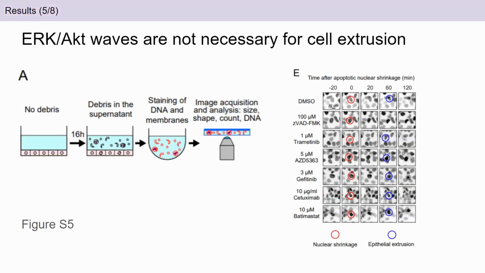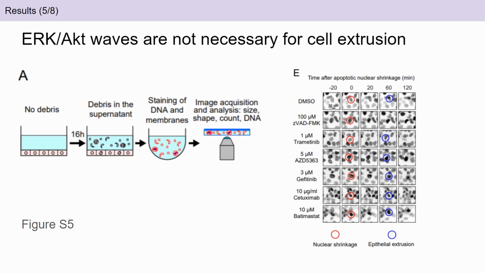Okay, so next they want to know whether this ERK AKT wave is related to cell extrusion. Cell extrusion is something like, let's say, three things put together. Let's say a cell undergoes extrusion, which means that they push the apoptotic cell outside. They push the dead cell out of the system. They push it outside, basically.